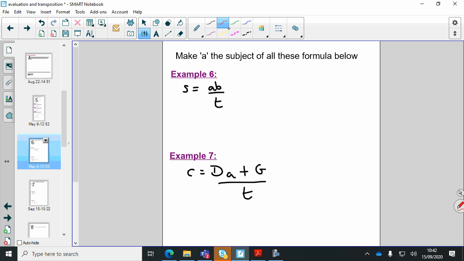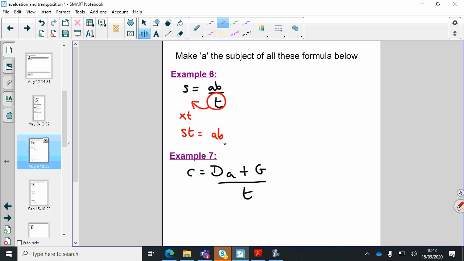So what I'm going to do is this here, this T, at the moment, it is dividing the right-hand side. So if I take this across to this side, that is going to then times by T. Okay, so that's now going to read S times T, or ST, equals AB. Okay. Now we've just got the B to take care of.